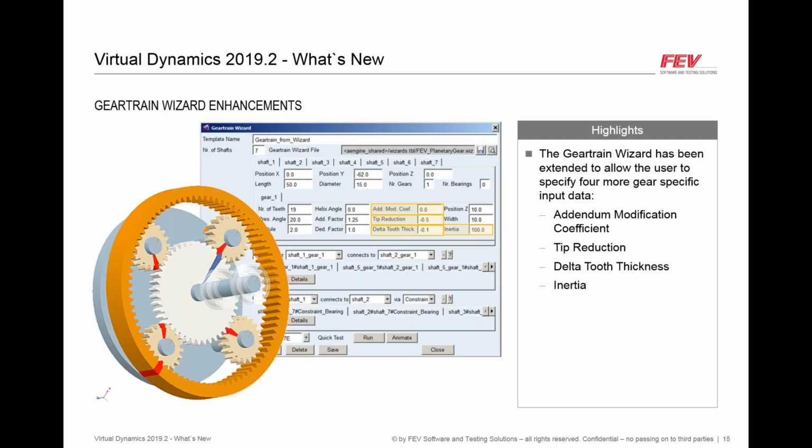The other enhancement is the Gear Train Wizard that has been extended to allow the user to specify 4 more gear-specific input data. These are addendum modification coefficient, tip reduction, delta tooth thickness, and the inertia. So if you have been using the Gear Train Wizard so far, it really makes life easier while putting together the complex gear train models for gearboxes, transmissions, or any type of gear train. And with these 4 new input fields, life is even easier.